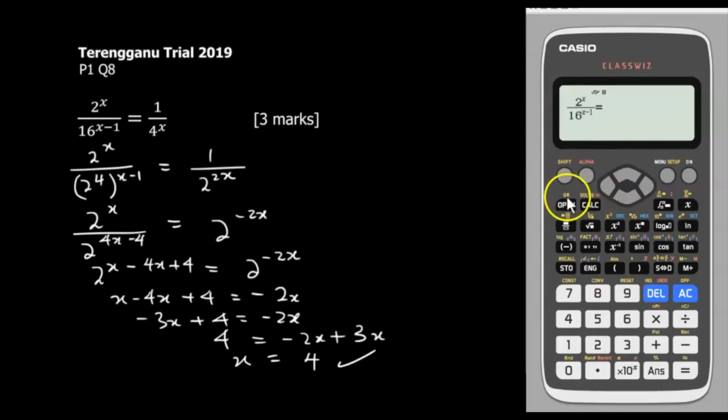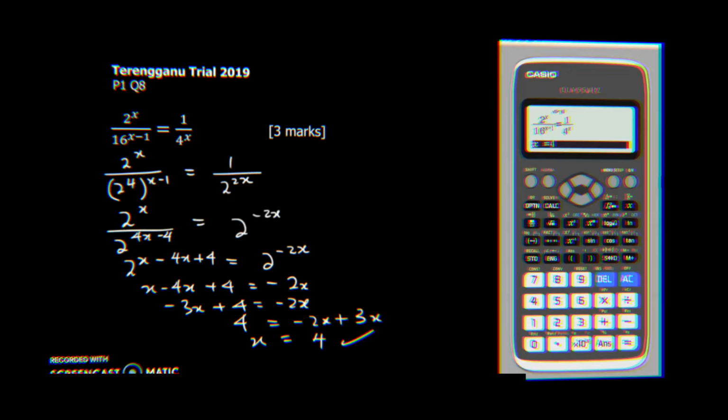Then after that, fraction again. On the right hand side we have fraction, so 1 over, the bottom one is 4 power x, so 4, and then power, and then x. Then after that, you don't press equals, you press shift calculate, which is shift solve. So shift and then you solve it. You get x equals 4. So this confirms that our answer is correct.